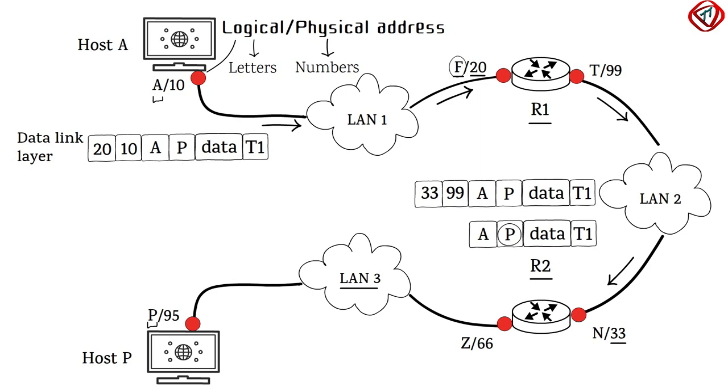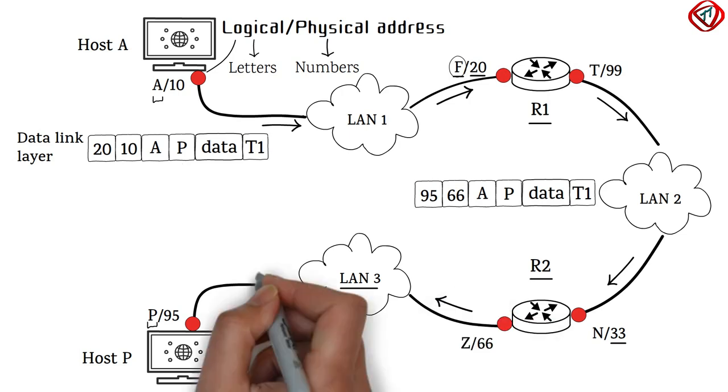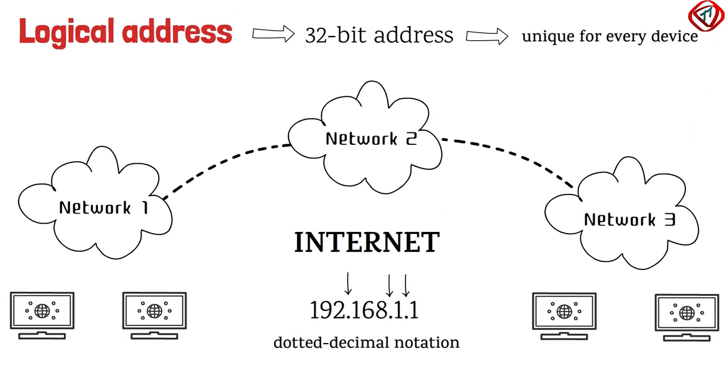Finally, the frame with physical destination address 95 and physical source address 66 is transmitted. Host P accepts the frame, decapsulates it, and sends the data to upper layers. Note that with every hop, the physical address in the frame changes. On the other hand, the logical addresses remain the same. The logical address should remain the same, otherwise the packets will be lost in the network. Hence, the logical address is used to deliver data across networks.